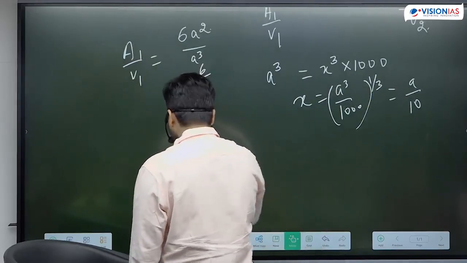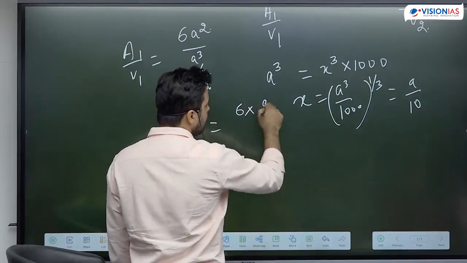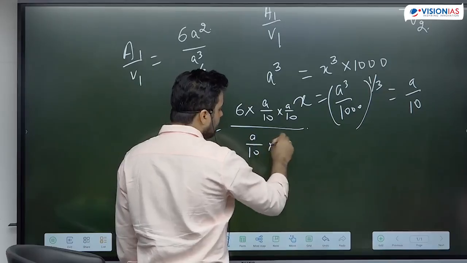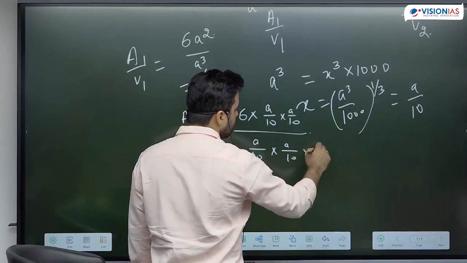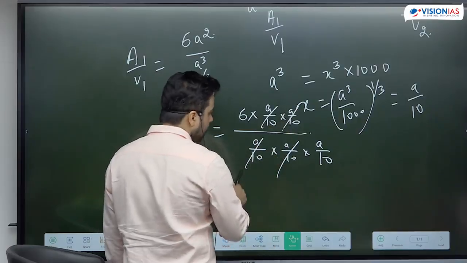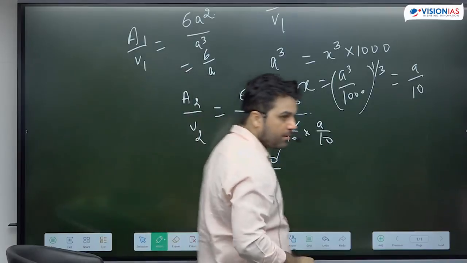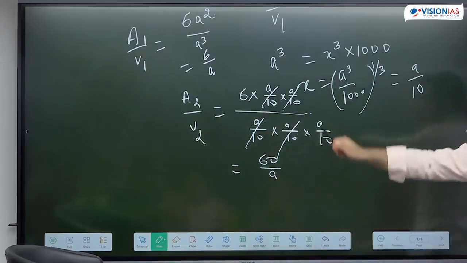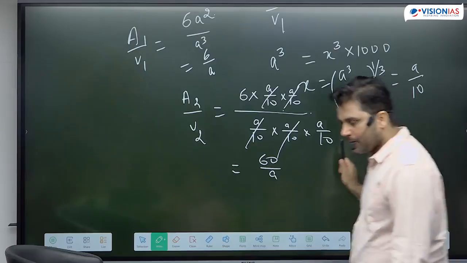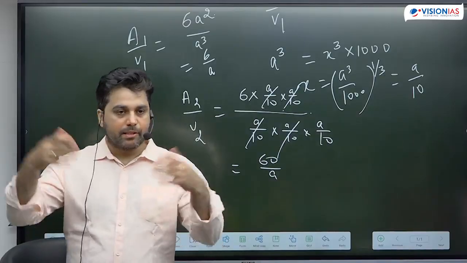And what about A2 by V2? So A2 is 6 into a by 10 into a by 10, divided by a by 10 into a by 10 into a by 10. This becomes 60 by a. So initially the ratio was 6 by a for that larger cube, but this ratio now has 60 by a. Surface area has increased 10 times. What does that mean? More surfaces are exposed to the surrounding.